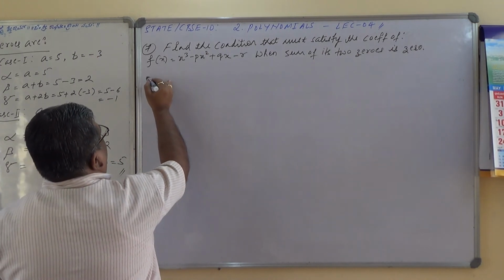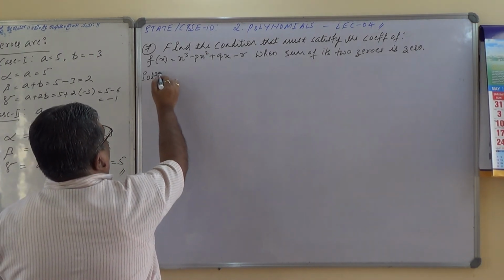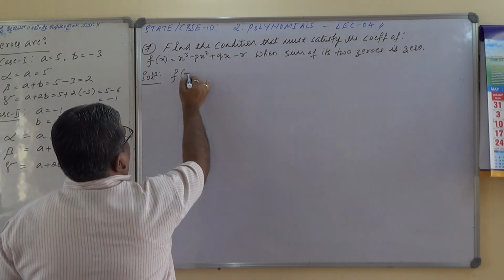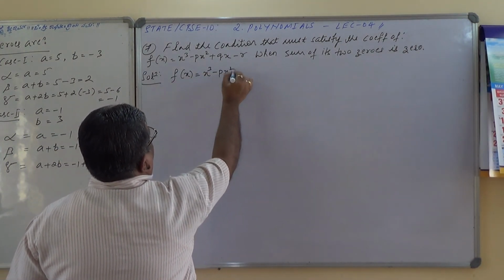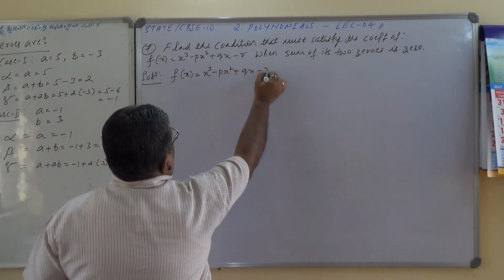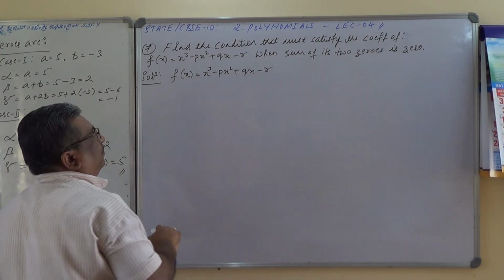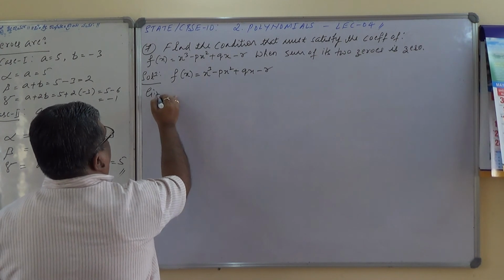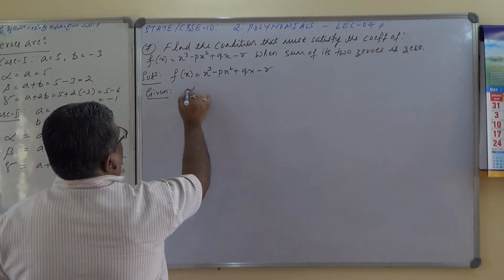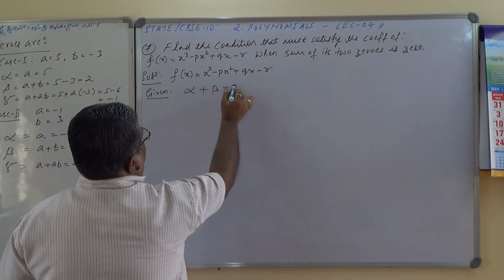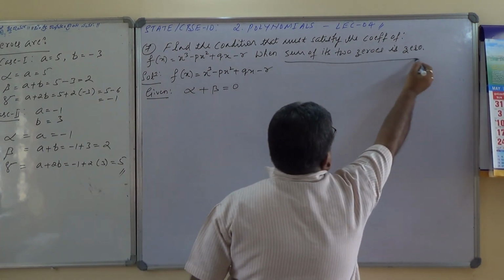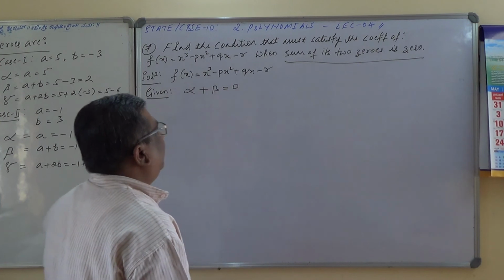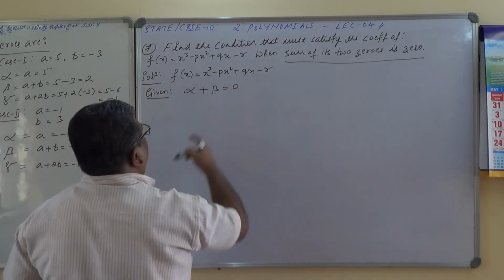So solution, f of x is x cube minus px square plus qx minus r. Given alpha plus beta equals 0 because the sum of its two zeros is 0. That means alpha plus beta is 0.